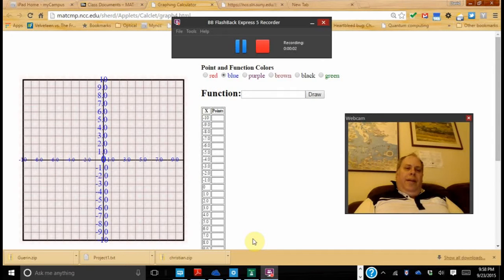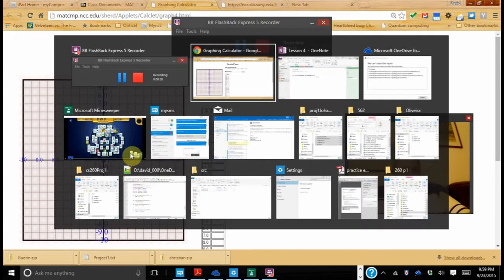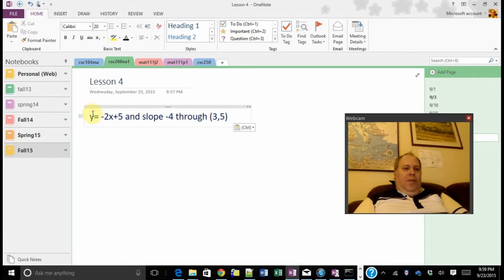Hello. This is some of the lesson 4 problems, in particular problem 4 on linear intersection. So I've decided to make a couple of videos covering this. Now, one of the problems was: what is the intersection point of minus 2x plus 5 and the line with slope negative 4 through 3 comma 5?